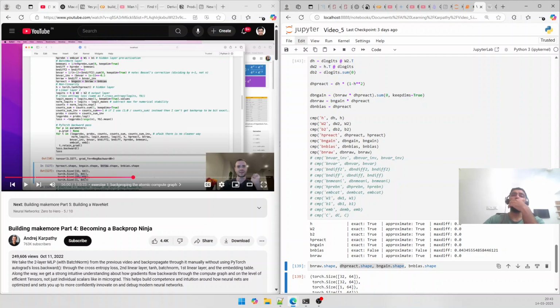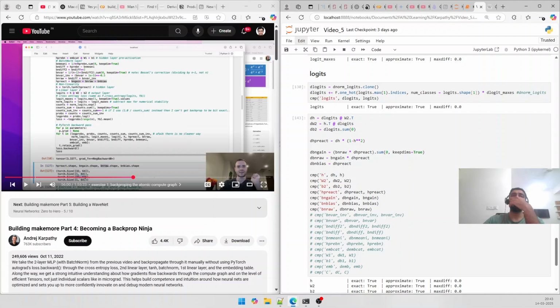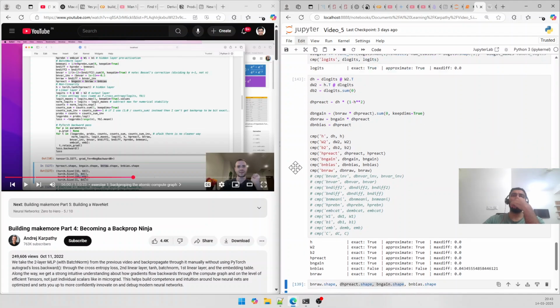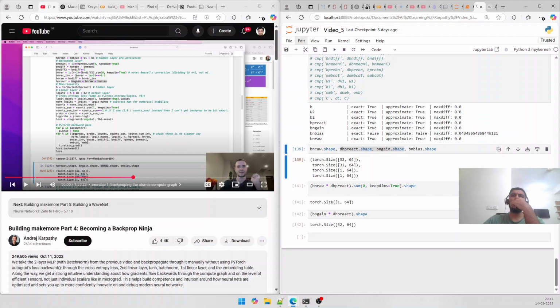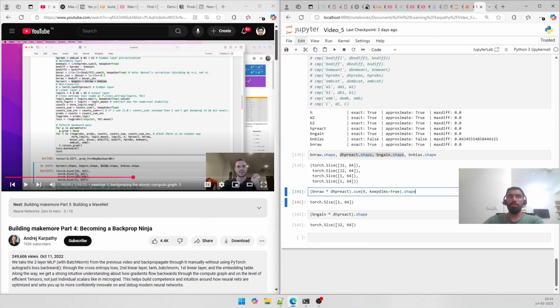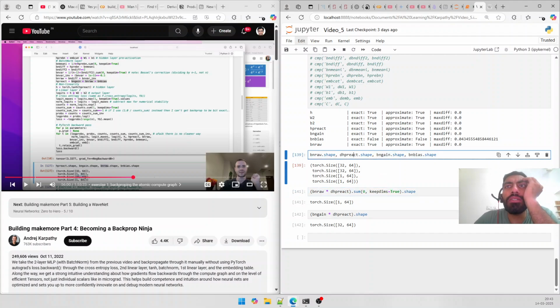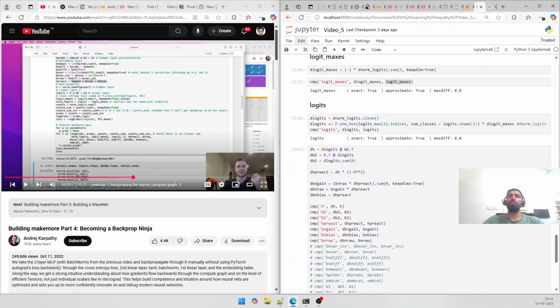Oh, bias is false, is it? How come bias is false? HP React is 32. Okay, but bias is 1 cross 64, right? So you need to again do the sum so that you get 1 cross 64. Okay, got it. So the same thing applies here as well.